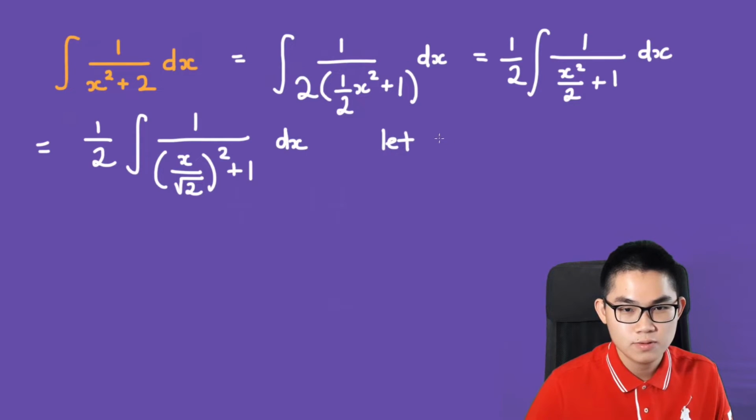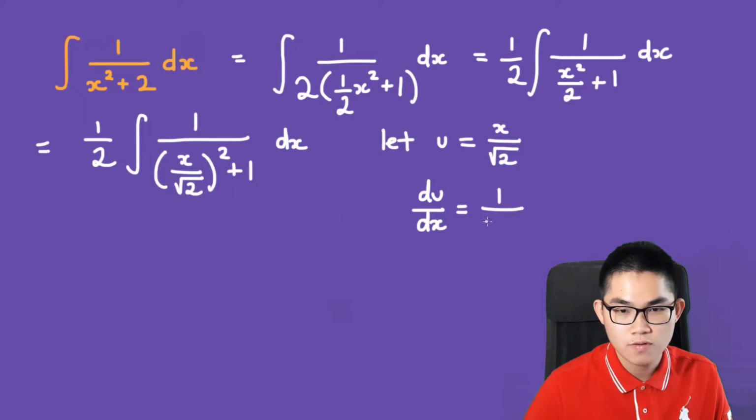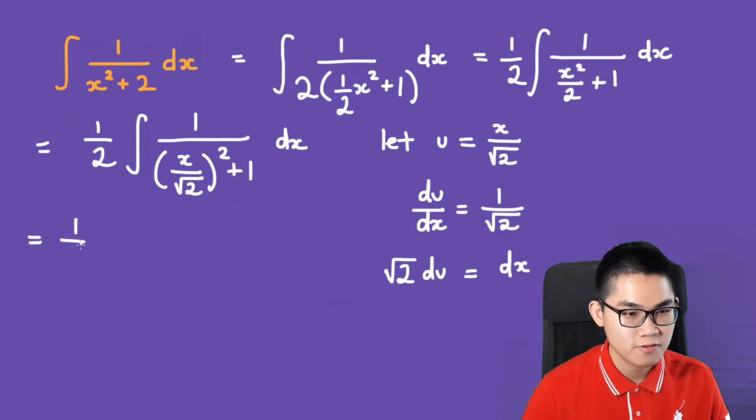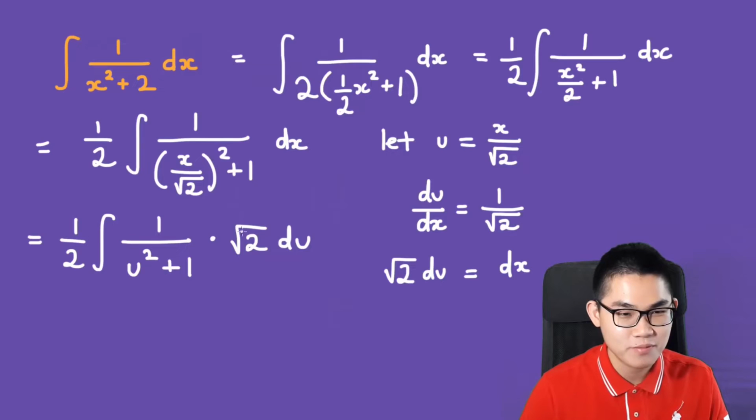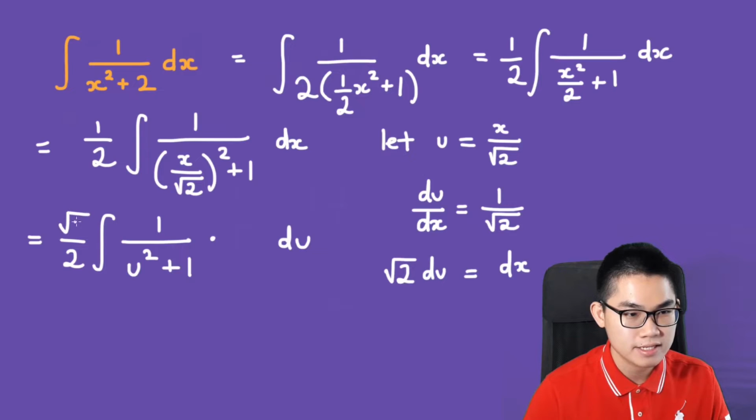Then let u equal to x over the square root of 2. Then differentiating it, we have du over dx, and that's equal to 1 over the square root of 2. So the square root of 2 times du is equal to dx. Now we put it back into this integral. So we have 1 over 2, the integral of 1 over u to the power of 2. So we replace this with a u, and we have u to the power of 2 plus 1, and dx is the square root of 2 times du. And because this is a constant, we can bring it outside of the integral. So we're going to bring it outside, and we're going to put it at the numerator like this.